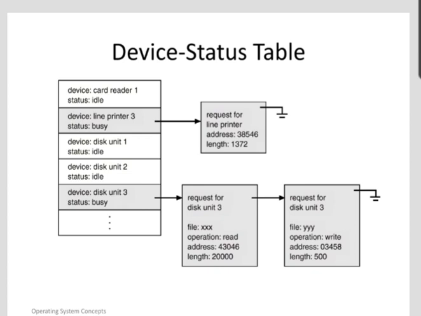This diagram shows the device status table. It has a device, card reader 1, where the state is idle. The second device, line printer 3, has the status busy. Next is the device disk unit 1, status idle. Next also disk unit 2 and 3, the status is idle, and next is busy.